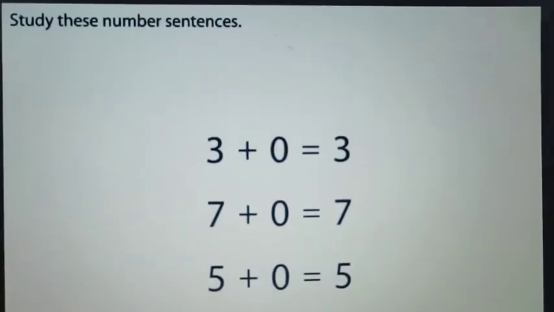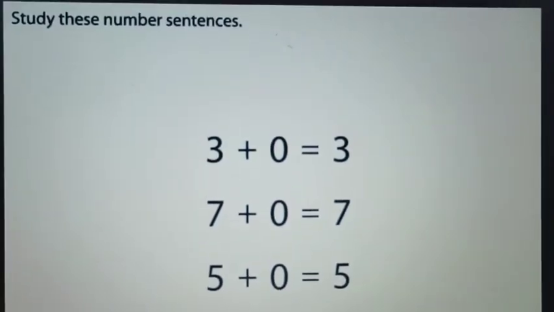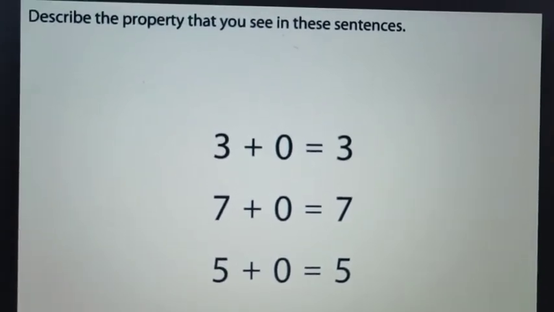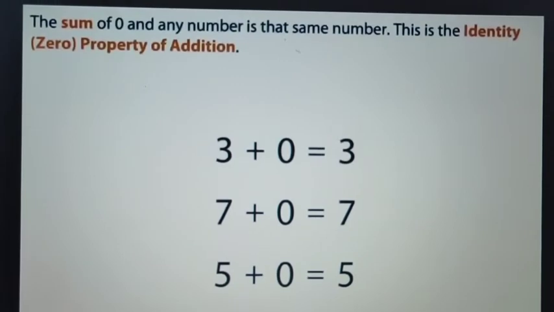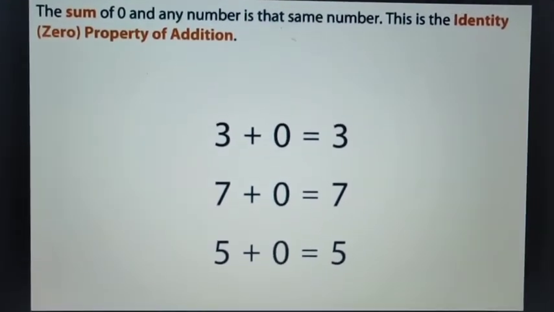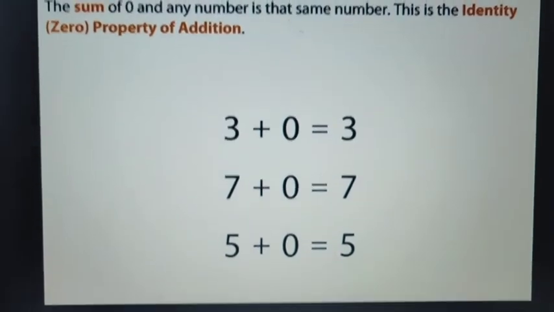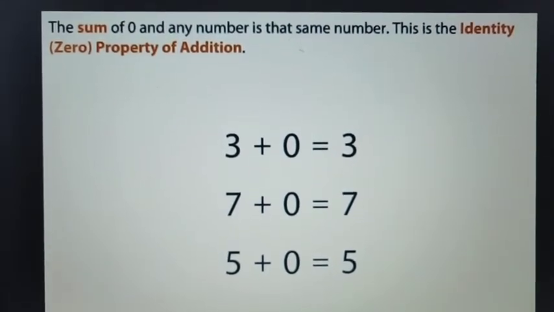Study these number sentences. Describe the property that you see in these sentences. The sum of 0 and any number is that same number. This is the identity 0 property of addition.